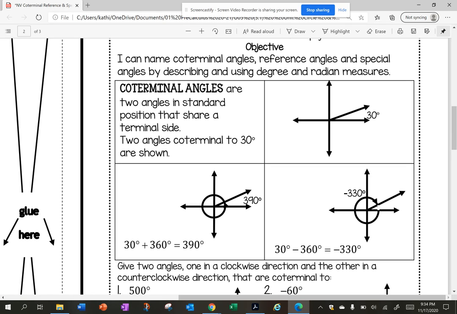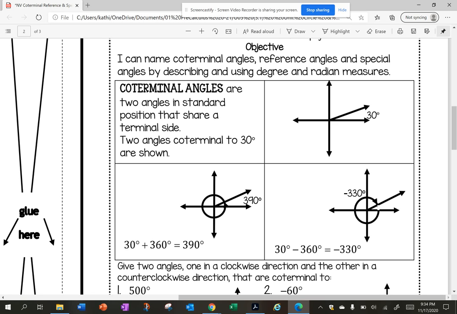So let's start out. A coterminal angle is an angle whose terminal side ends in the same place. So we know that in standard position, the angles all start on the positive x-axis with the vertex on the origin.